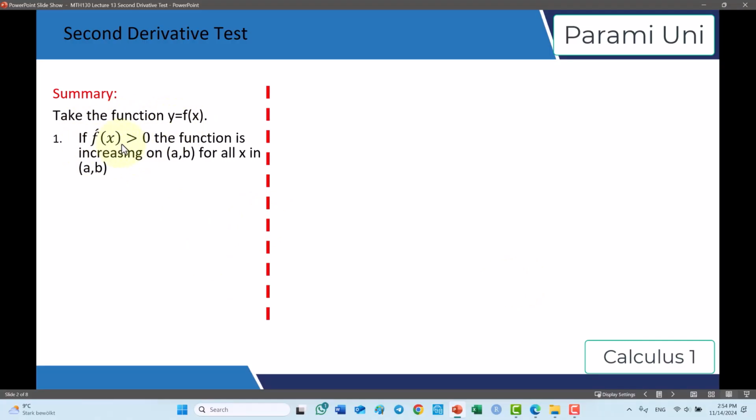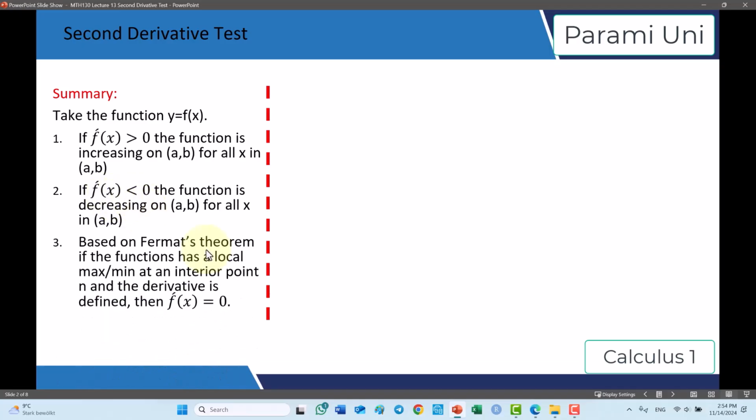If f prime of x, the first derivative, is positive, the function is increasing on (a, b) for all x in (a, b), of course when the first derivative is defined. And the function is decreasing on (a, b) if f prime is less than 0. Based on Fermat's theorem, if the function has a local maximum or minimum at an interior point n, and the derivative is defined there, then the first derivative at that point is 0.